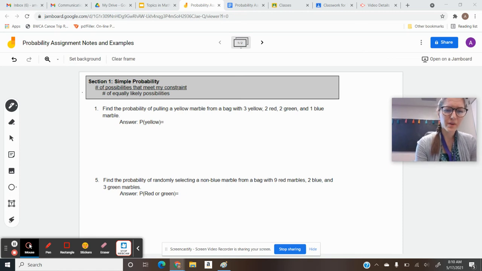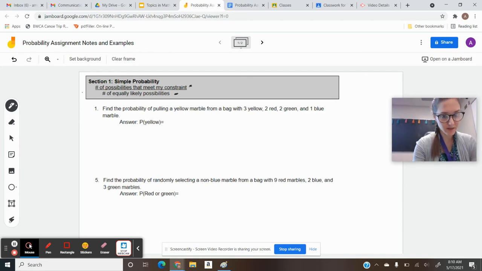Okay, so an easier way to think about probability would be thinking of it as a fraction, where you would have the number of possibilities at the bottom, and then the number of possibilities of the result or the constraint that you want at the top.